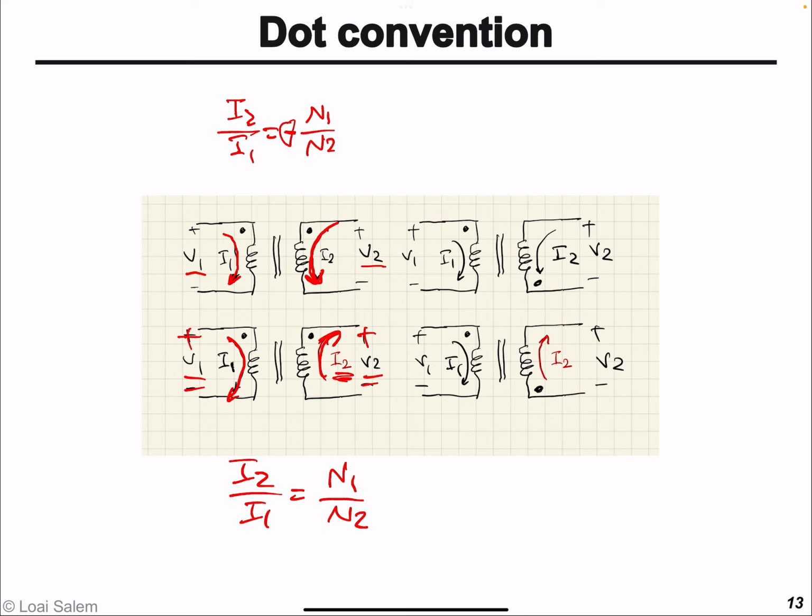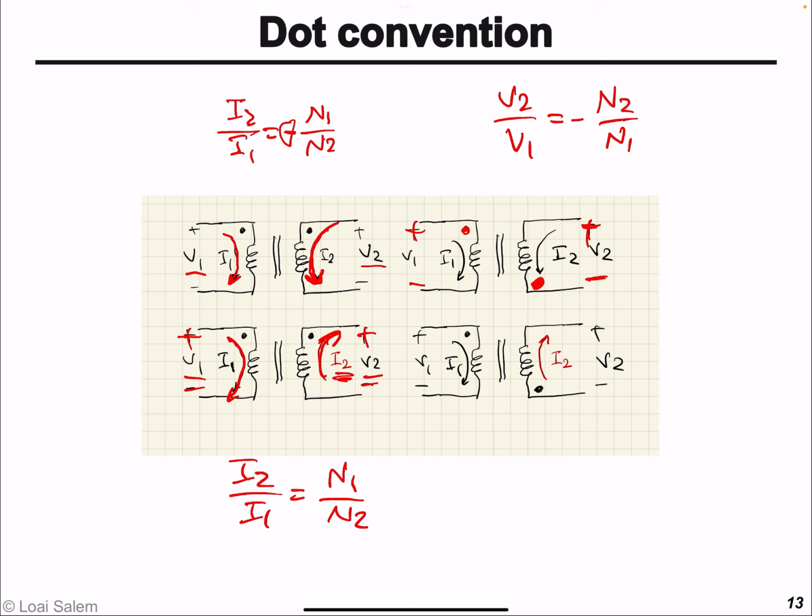Now let's look at this case. We have V1 with positive polarity at the dot. However, V2 we assume to have a negative polarity at the dot. So in this case, V2 over V1 has to accommodate the negative polarity, because the rule says the voltage produced at the secondary will have a positive polarity at the dot, not negative. So we have to add a minus sign to the voltage transformation ratio.